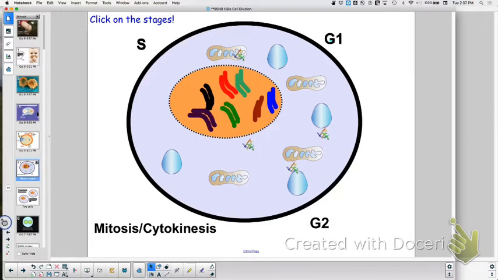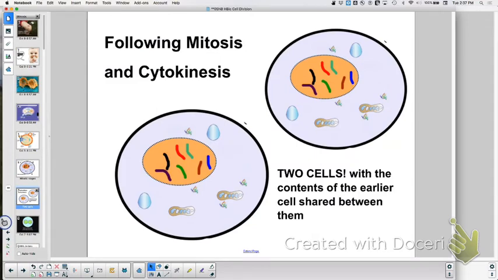G2. And these are abnormally large what? Proteins. Yeah. So we're going to make more proteins. Then you're going to go through the mitotic dance, which we'll review the steps of in just a minute, and cytokinesis, and you're going to form two cells. And then each of these cells will undergo G1, S, G2, and then make some more cells. Now this is typical of somatic body cells.